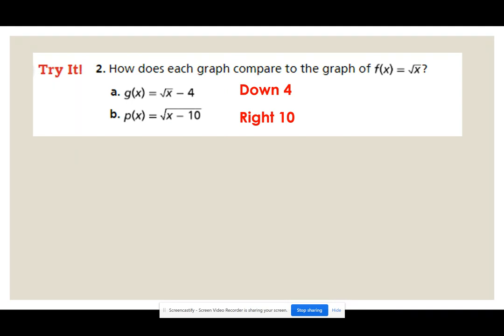Okay, so in this one, to try it, I've kind of given you the answers here. But if you notice that we have the minus 4 at the end of our first one, so that is why it is down 4. And then for B, the minus 10 is inside, so that controls left and right. And because there's a minus sign in between, it's going to be right 10. So like I said, very similar to when we did our other functions.